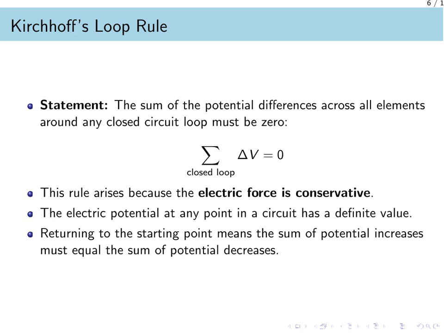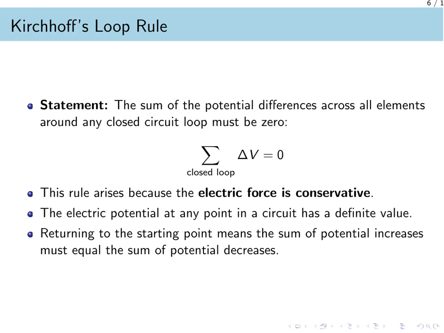The second rule is Kirchhoff's loop rule, which is based on the conservation of energy. It states that the sum of the potential differences, or voltages, across all elements around any closed circuit loop must be 0. This works because the electric force is conservative.